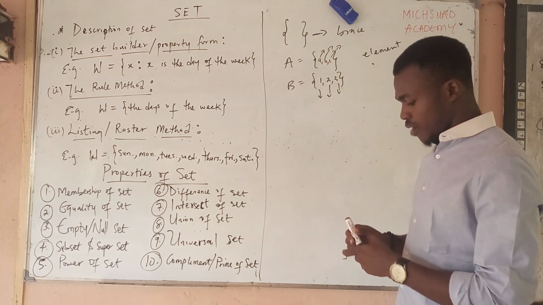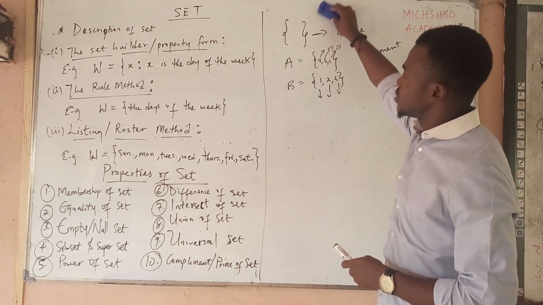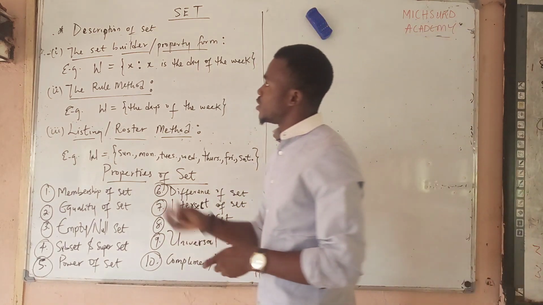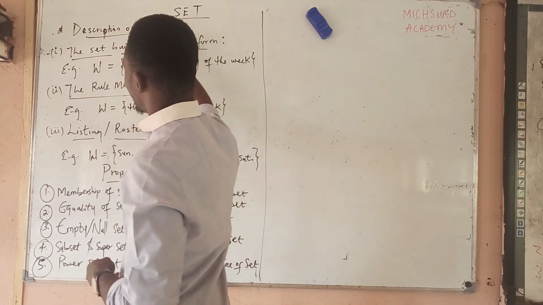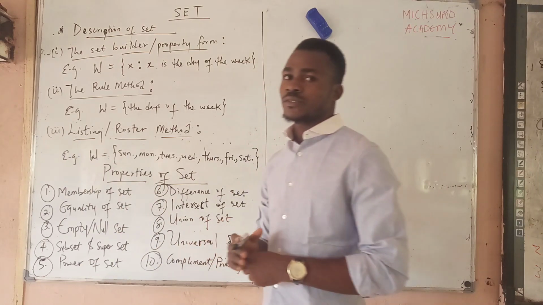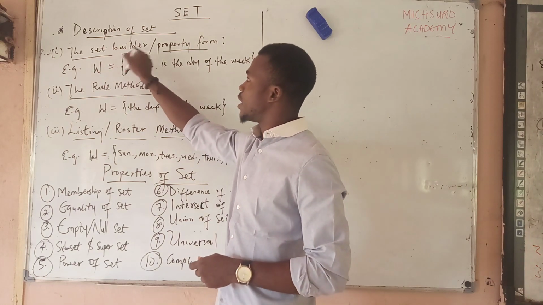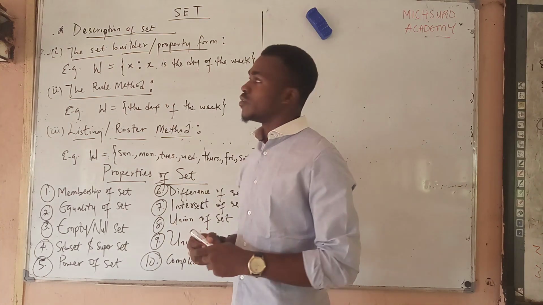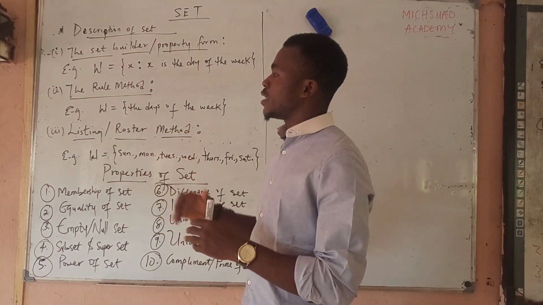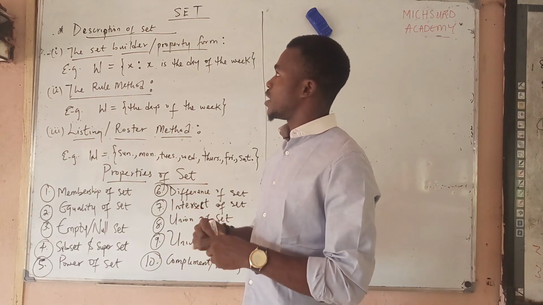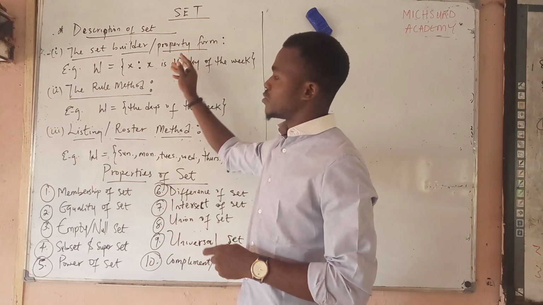So now how do we describe this set? How do we describe the set? In the description of sets, we can do that in three different ways. The first one is the set builder or the set form. Now for the set builder, we try to form a set by considering a particular property for a set.